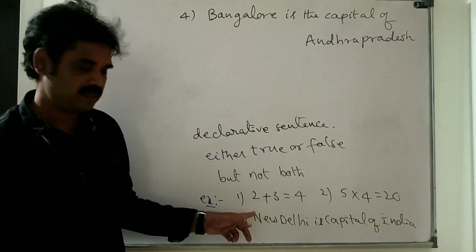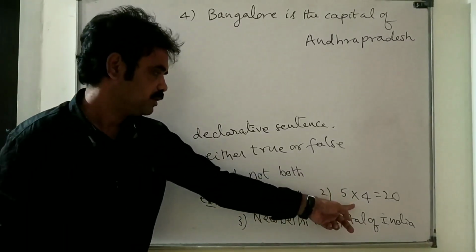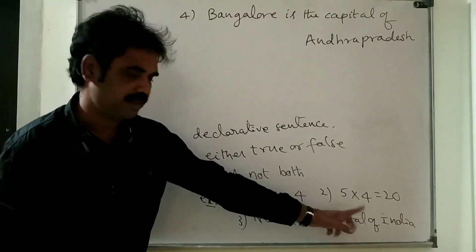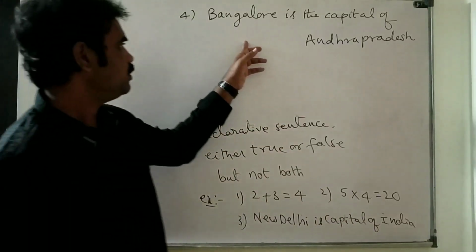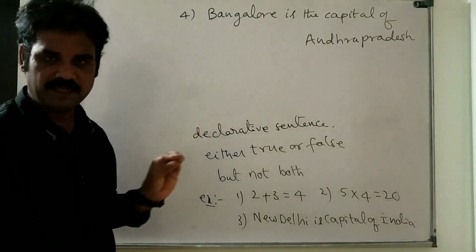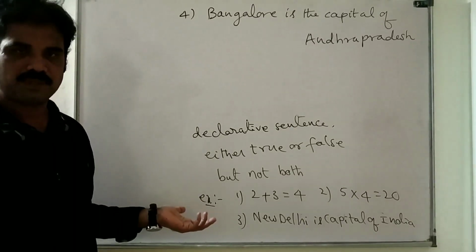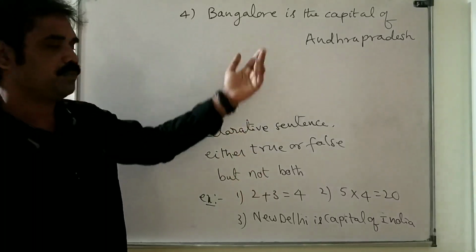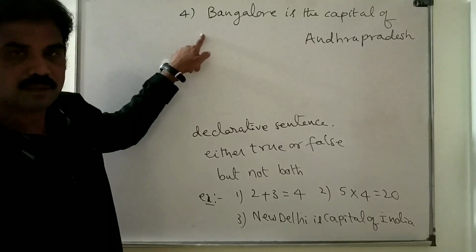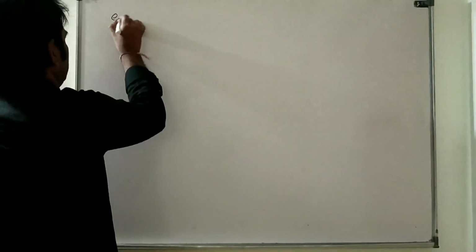First one, 2 plus 3 equal to 4. This is wrong, but it is a declarative sentence. 5 into 4 equal to 20. It is true. New Delhi is the capital of India. This is true. Bangalore is the capital of Andhra Pradesh. It is false. If a declarative sentence is either false or true, it is called a proposition. Hence, these four are propositions. First and fourth one are false, and second and third one are true.